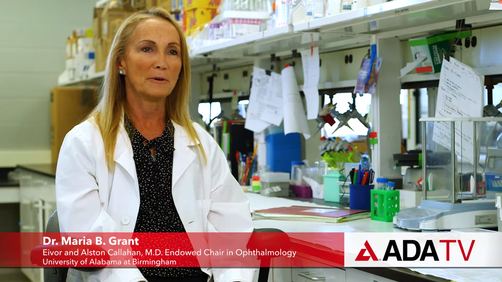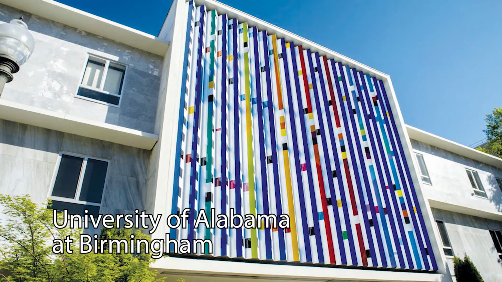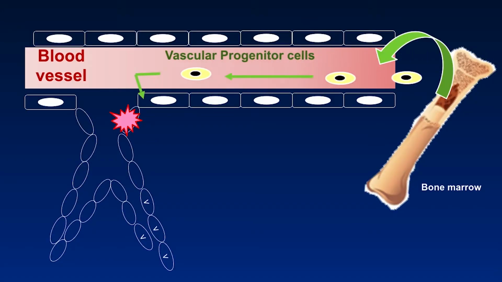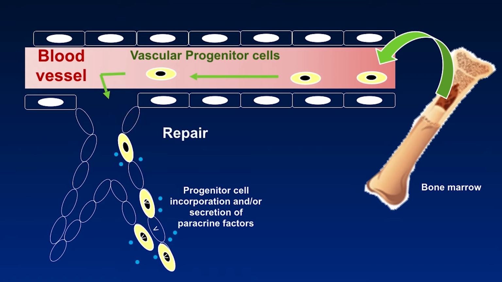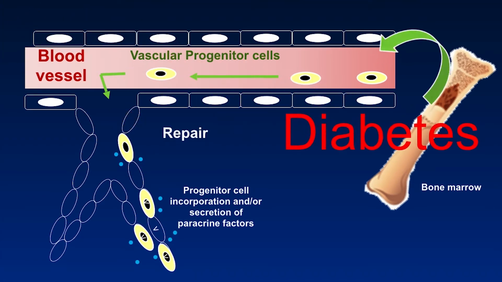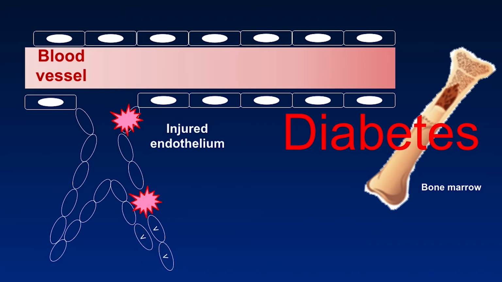For the last 15 years, Dr. Busick and I have been collaborating on the role of vascular progenitor cells in the management or pathogenesis of diabetic retinopathy. And more recently, we've been collaborating with Dr. Moore's laboratory, focusing on the role of inflammation, and particularly the bone marrow cells and their role in propagating diabetic retinopathy. The bone marrow is a very interesting tissue.